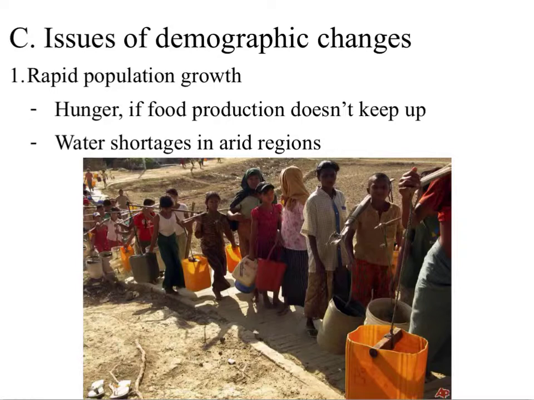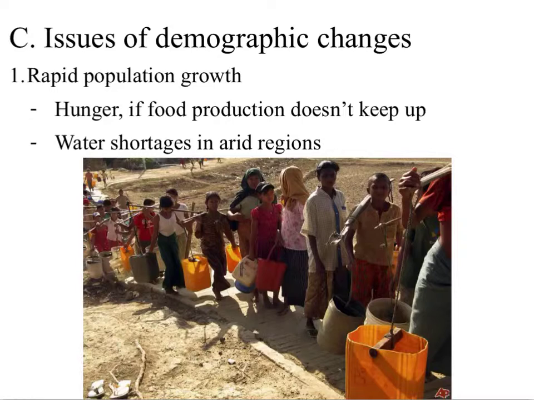You might have a shortage of different resources. Hunger could be a very big problem, especially because the countries that are increasing their population the most quickly usually haven't achieved a high level of economic development, so they may not be able to afford imports of food, so they might still be relying on locally produced food. So if population outstrips the ability to produce food, you've got problems.